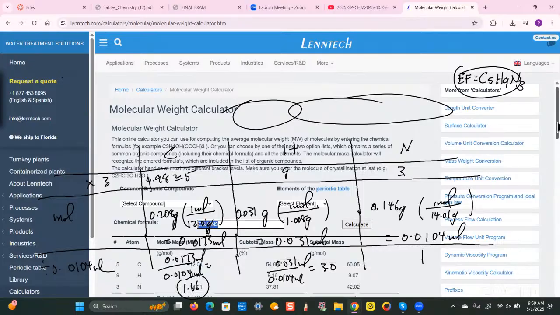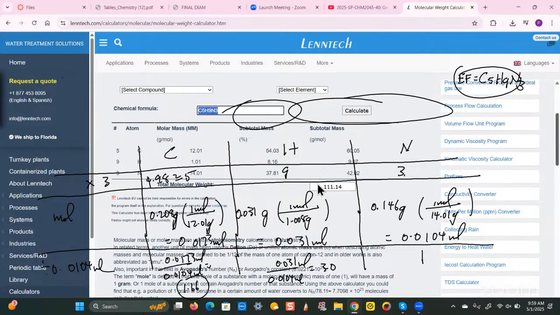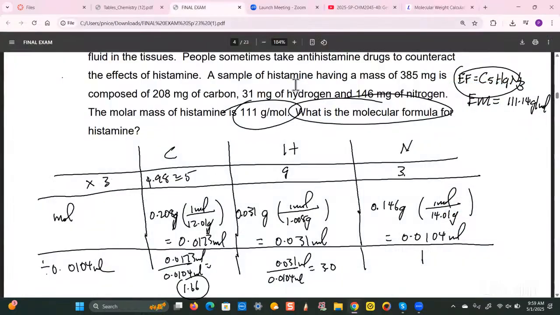And okay, and look at that. So the empirical mass is equal to 111.14 grams per mole. Okay, let me go back to. Okay, so the empirical mass is 111.14 grams per mole.